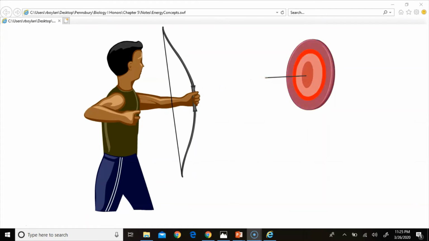When the arrow strikes the target, all the energy becomes heat energy. The heat energy is rapidly transferred into the air and spreads out. Heat energy is a very disordered kind of energy. It has the highest amount of entropy, or disorder, of any kind of energy.